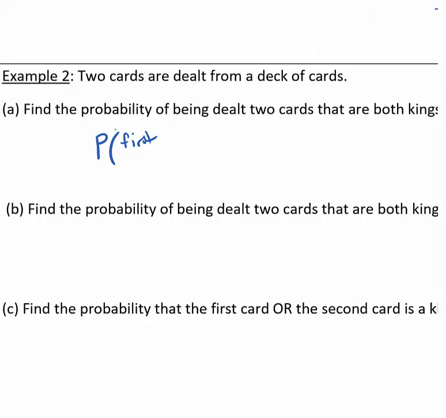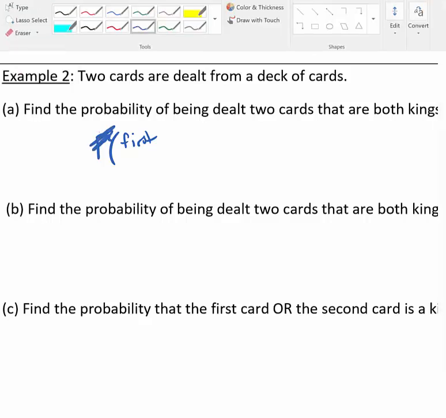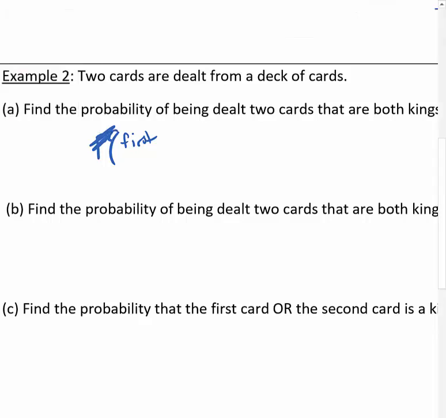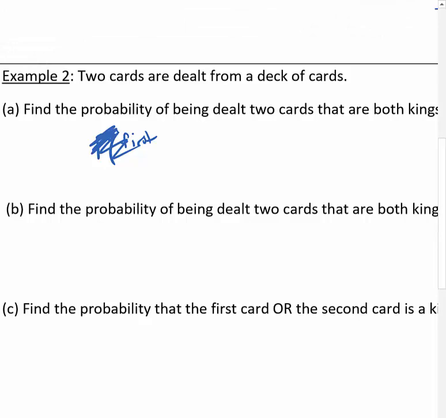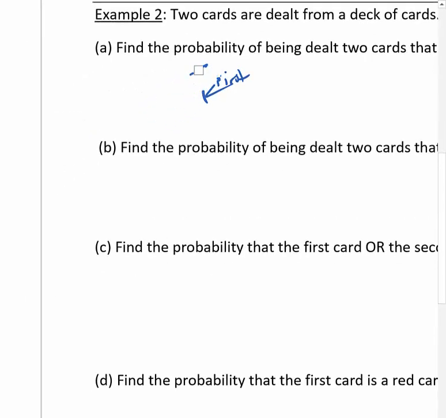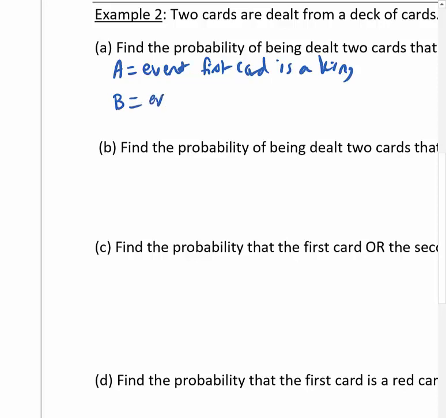I mean, you definitely don't have to do this, and I think once you feel pretty comfortable, you won't have to do this, but let's see, so what are the events? Let's say event A is the event that the first card is a king, and event B is the event that the second card is a king.